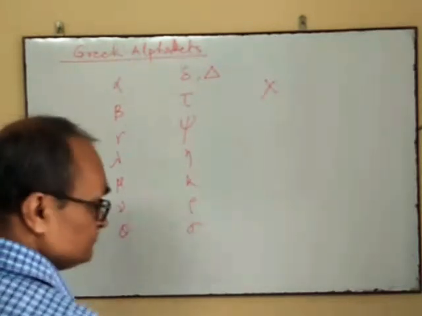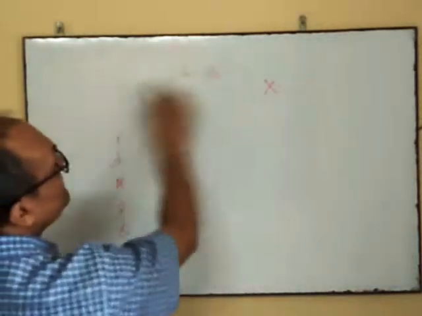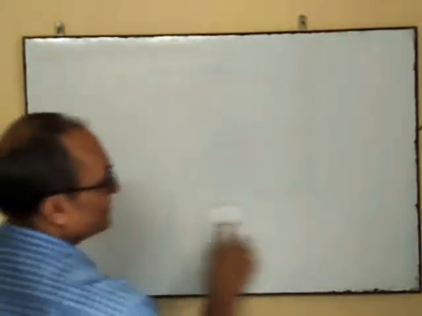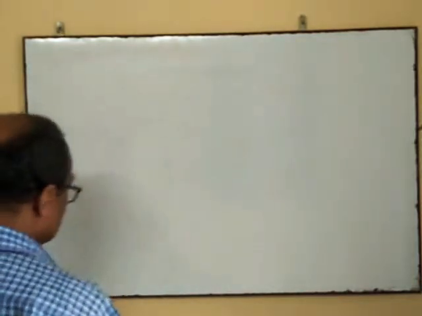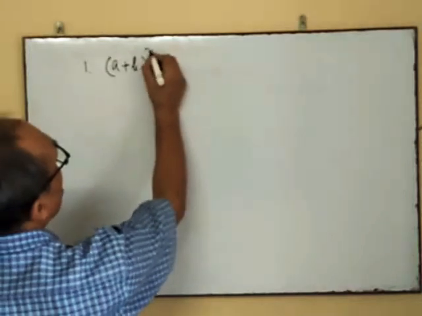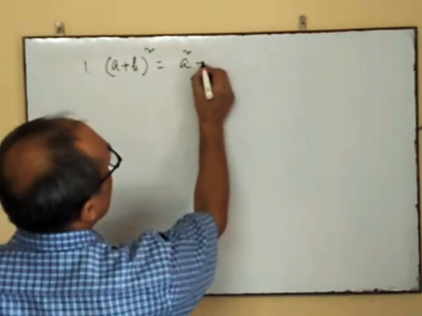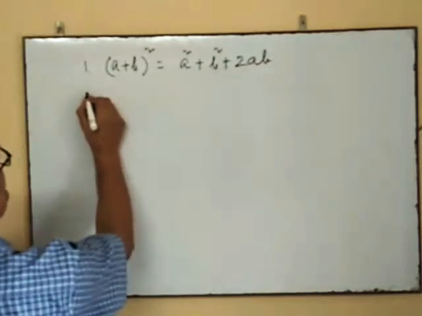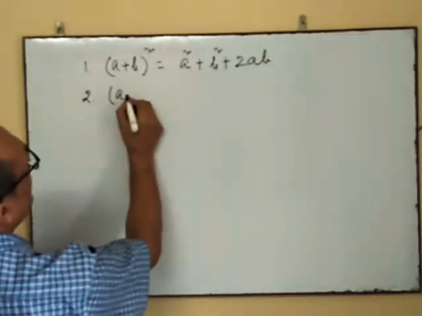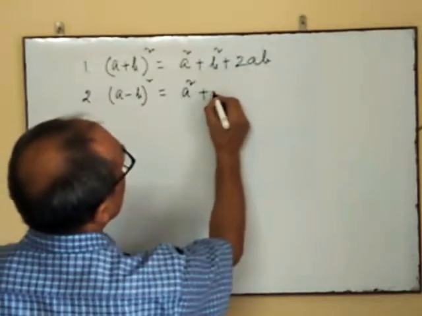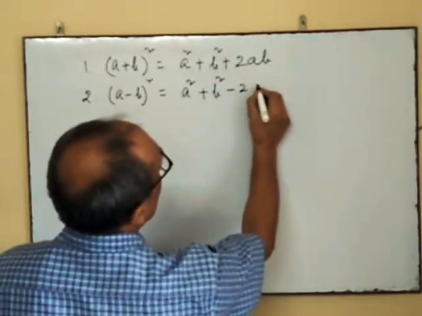Then it is algebraical formula. So these algebraical formula you also know from the 10th class. So now we are going to see the commonly used formula. First of all, this formula: a plus b whole square equals a square plus b square plus 2ab. Second one is a minus b whole square equals a square plus b square minus 2ab.